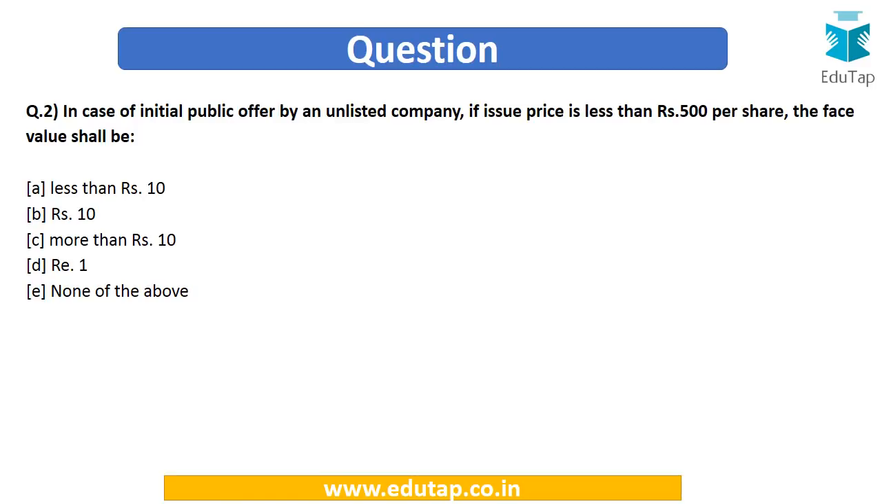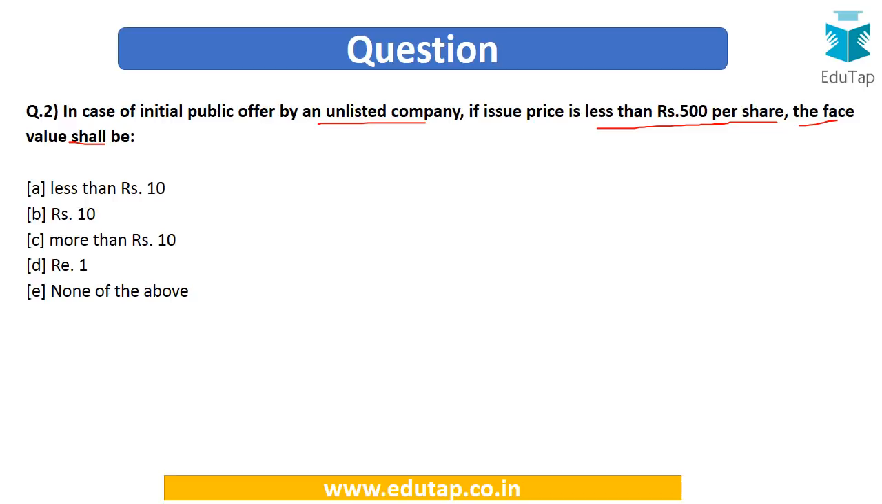Let's move forward. In the case of an initial public offer by an unlisted company, if the issue price is less than rupees 500 per share, the face value shall be. Options are less than rupees 10, rupees 10, more than rupees 10, rupee 1, or none of the above. So this question is asking about the issue price and the relationship of it with the face value in terms of the provisions of SEBI ICDR regulations.